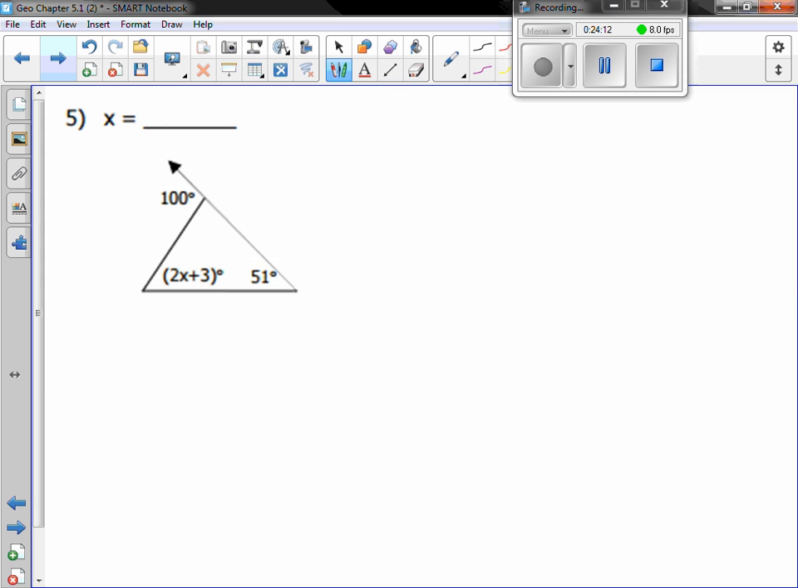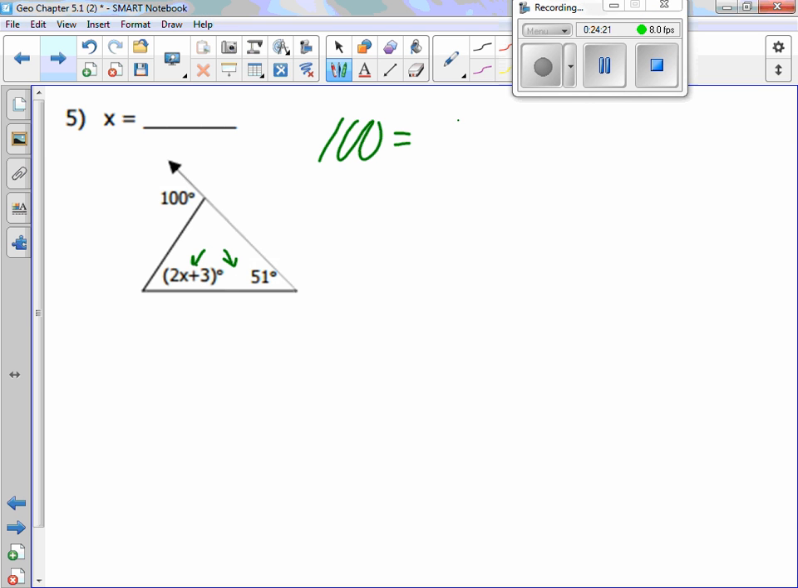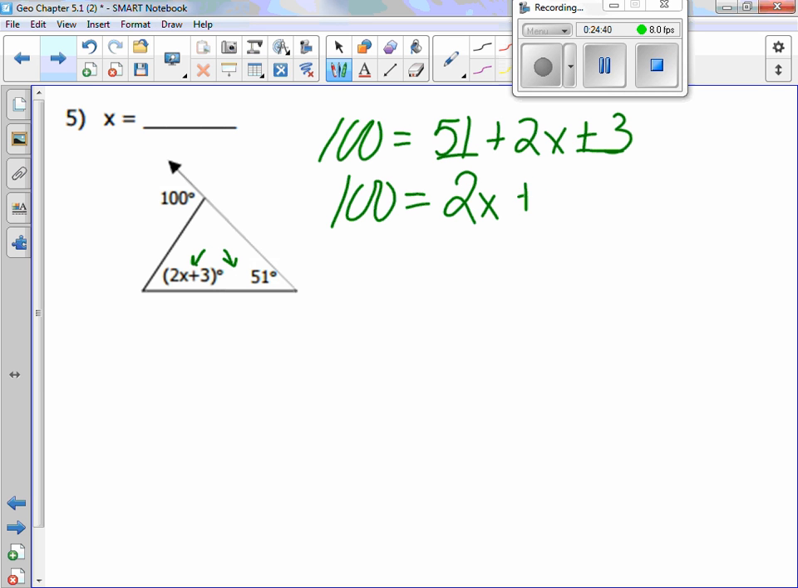So again, we have an exterior angle and the opposite two interior angles. So I know 100 degrees is equal to what? 51 plus 2x plus 3, or 2x plus 3 plus 51. The order doesn't matter. As addition, we can add anything in any order. Well, the like terms are 51 and 3. Well, 51 plus 3 would be what? 54.